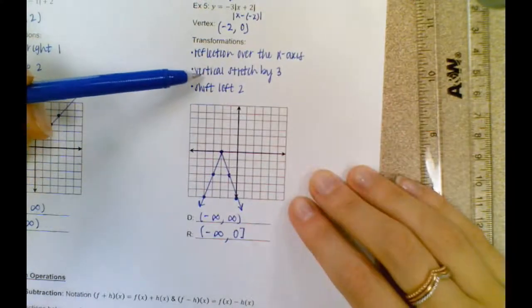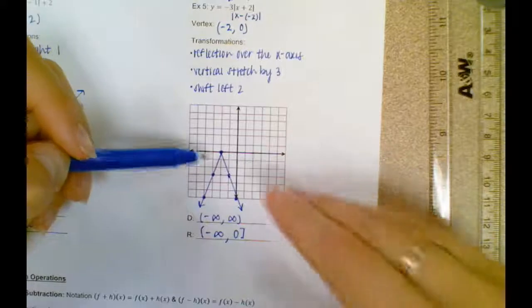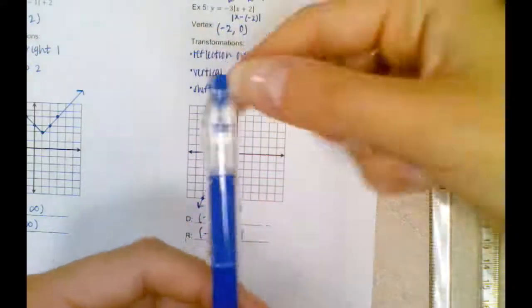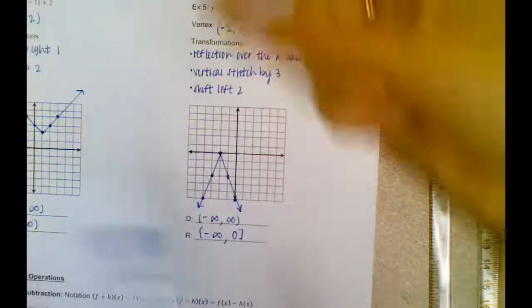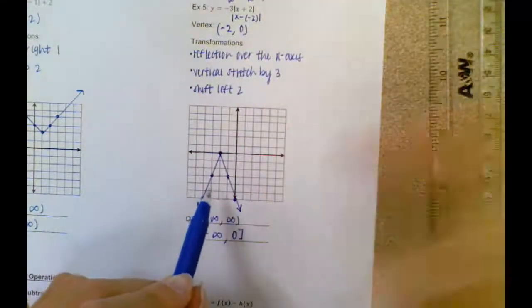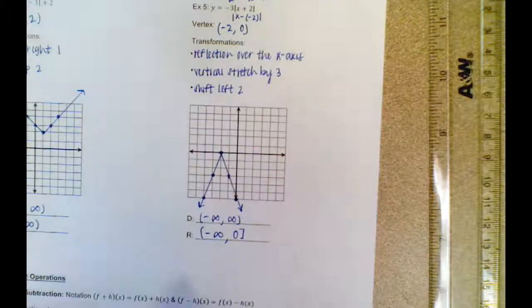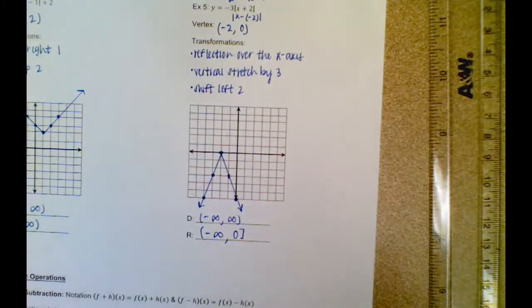Then we have a vertical stretch by 3. Notice that if I'm vertically stretching something, like if I were to vertically stretch this pin and pull it, it would get skinnier. So you guys can see that this graph is skinnier than the parent function. And then there was a shift left 2. The vertex moved left 2. So that's a way to check yourself. Good job today, guys.